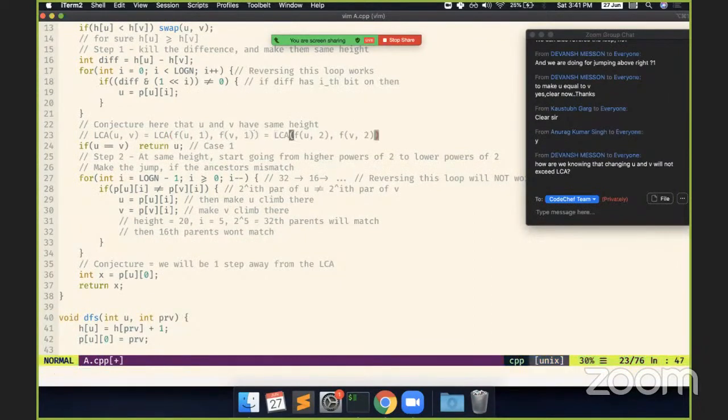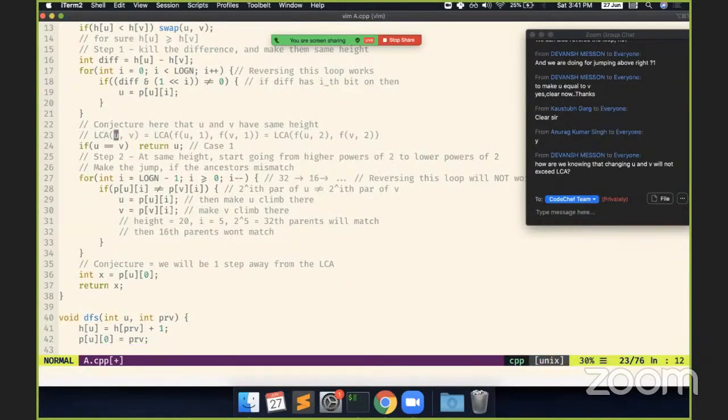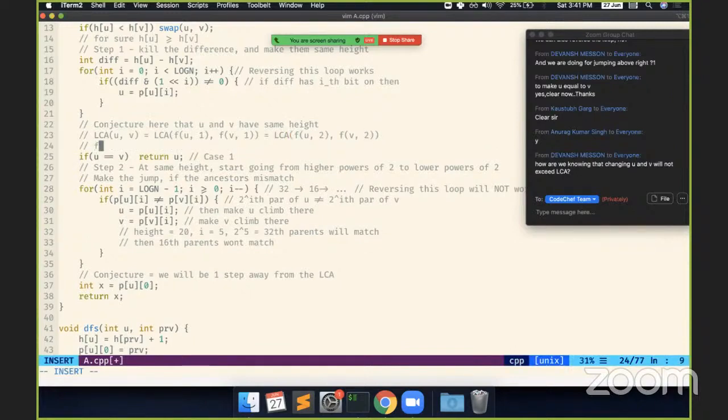Obviously, once you hit the LCA, you can't keep on defining this, but till the time you haven't hit the LCA, this value keeps on being the same. Here, LCA of U comma V works because the heights are the same. Had the heights not been the same, you can't say this. Heights being the same is very important to be able to say a statement like this. Okay, here you might have forgotten: F of U H meant Hth parent of U. That's what we defined in the notes.